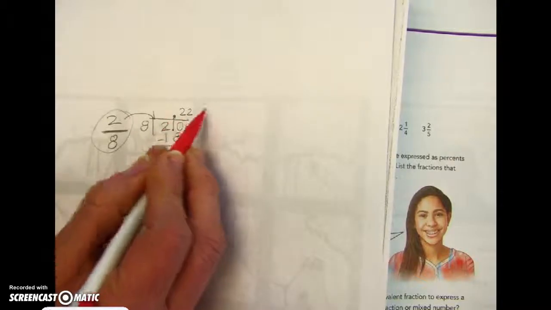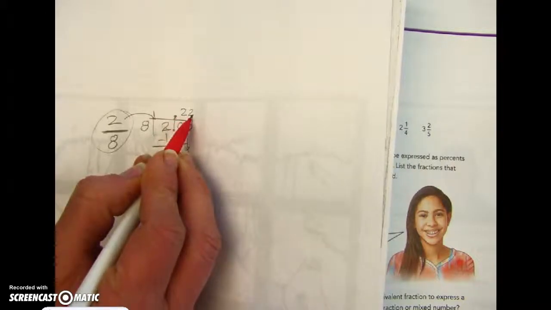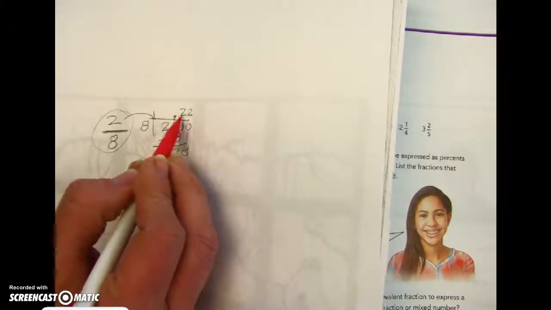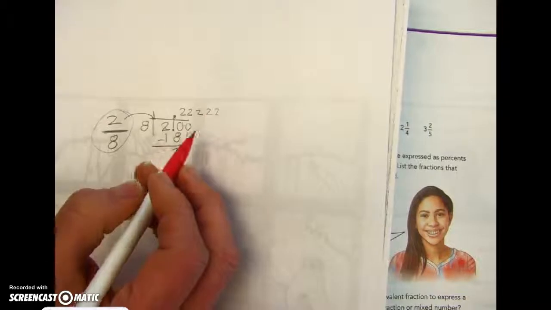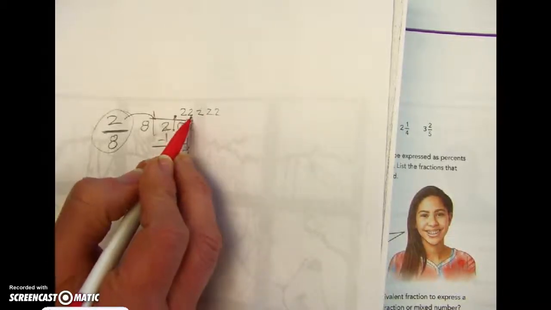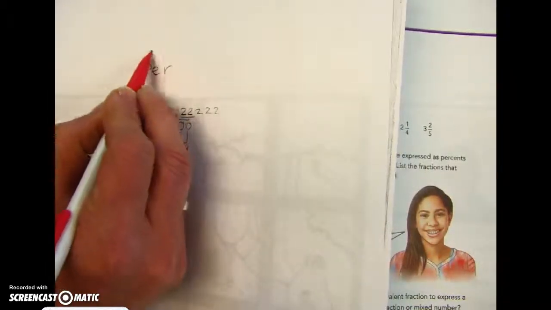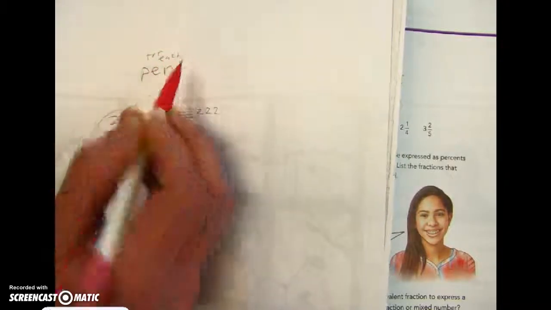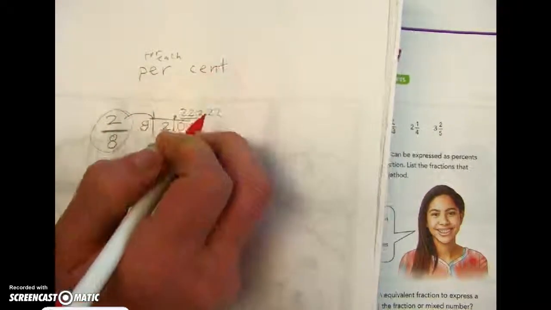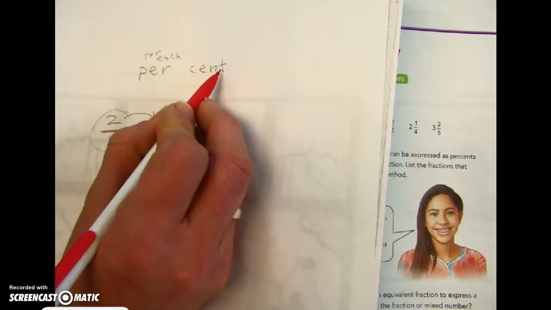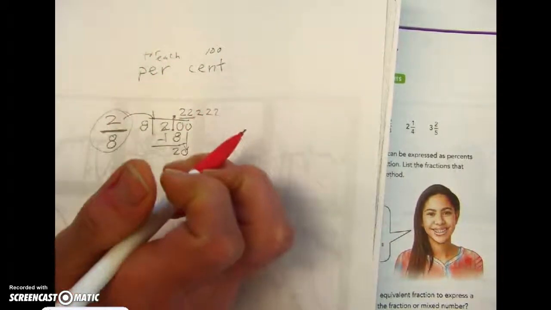I just picked this randomly. It may not have been the best one because it's just going to keep repeating. So once you get 2 places, you can just assume it's going to repeat and we can round. This is just going to keep being 20. I bring down another 0, and it'll keep going 2, 2, 2, 2, 2. What we want is just 2 places to make it a percentage, because remember, per means for each, and cent, remember in Latin, century, and there's 100 cents in a dollar. Cent means 100. So percent means for each 100.